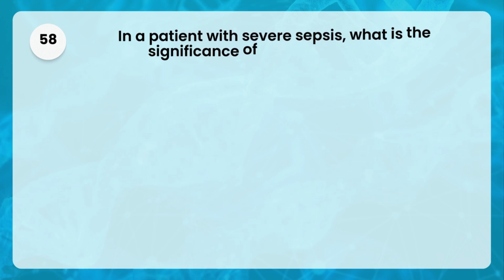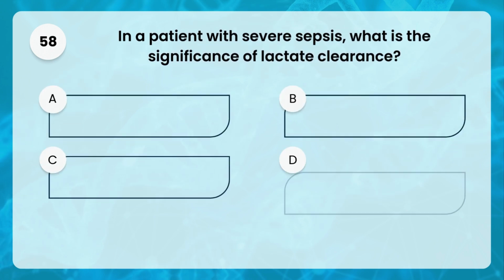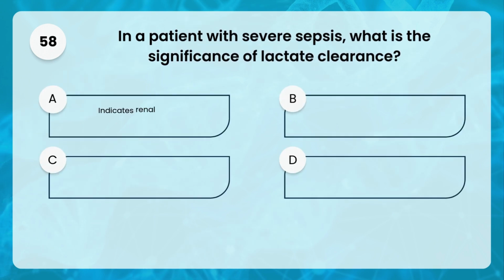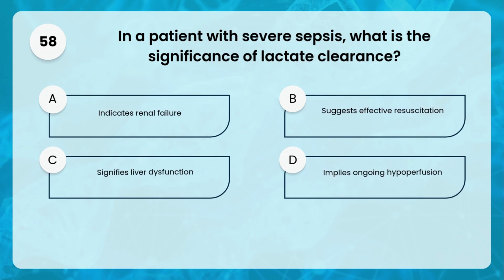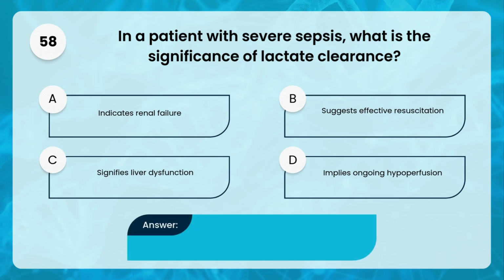58. In a patient with severe sepsis, what is the significance of lactate clearance? A. Indicates renal failure, B. Suggests effective resuscitation, C. Signifies liver dysfunction, or D. Implies ongoing hypoperfusion? The answer is B, suggests effective resuscitation.